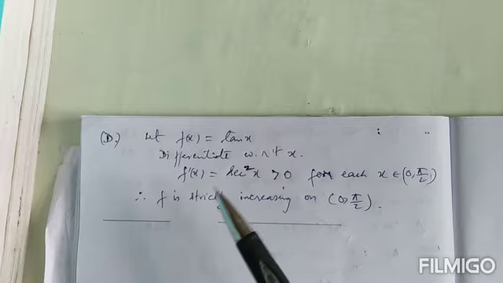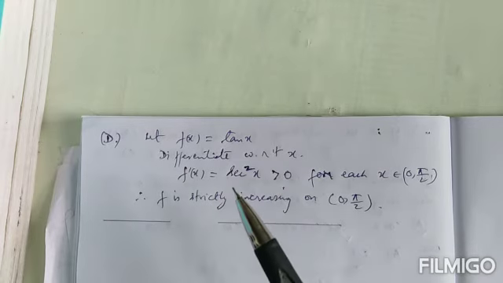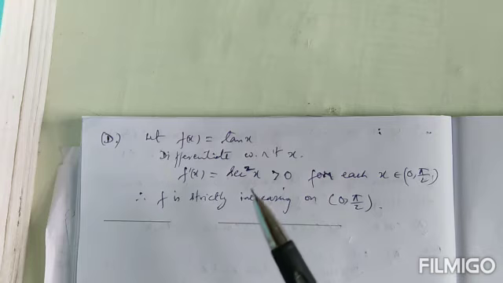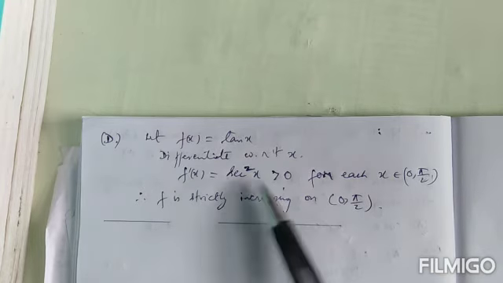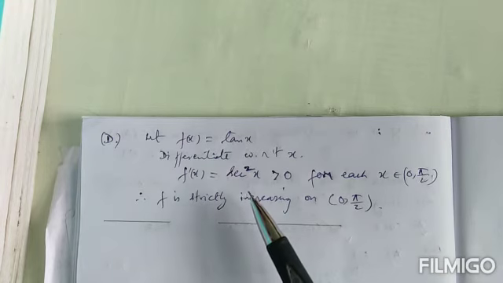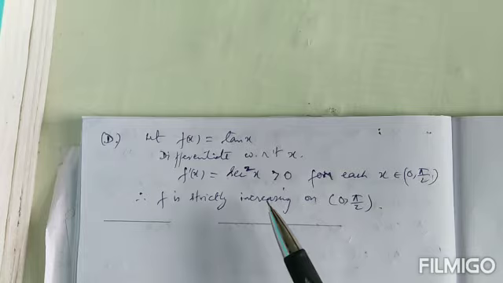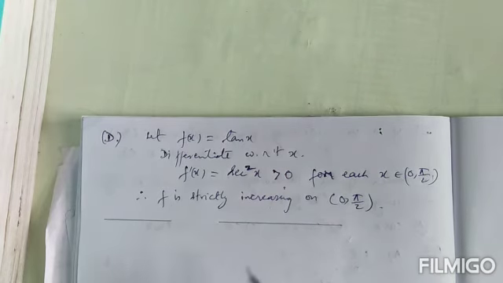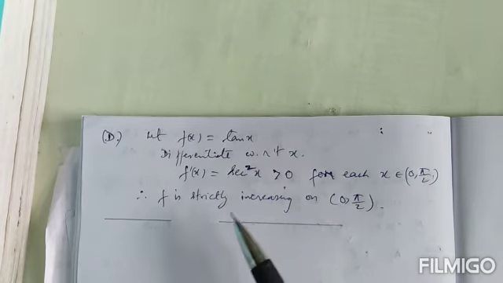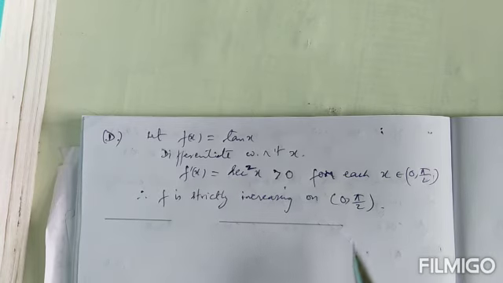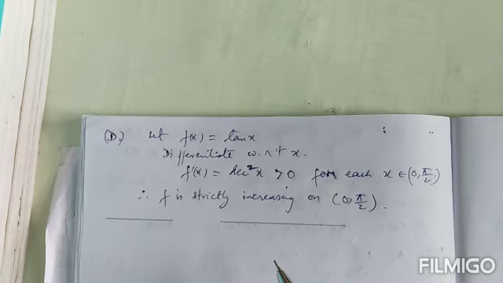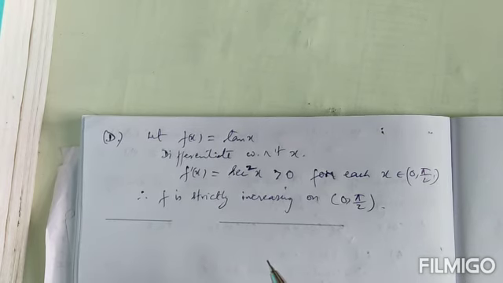Question number D, f(x) equal to tan of x. Differentiate it with respect to x. The formula is sec square x. Sec square of x contains a square, so obviously it will be greater than 0 for each x belongs to 0, pi by 2. If it is greater than 0, that means it will be strictly increasing on 0, pi by 2. So the only answer is option A and B, where the function is strictly decreasing.